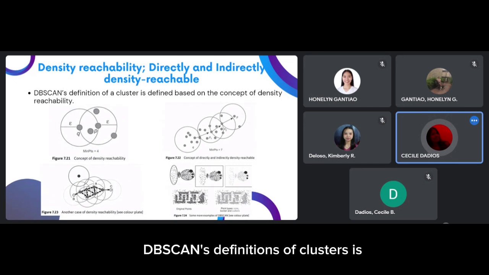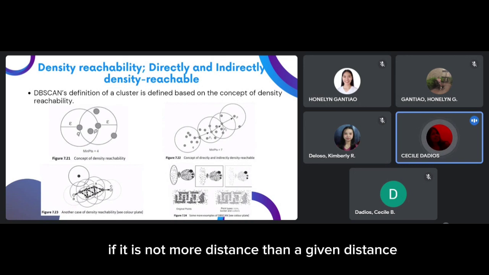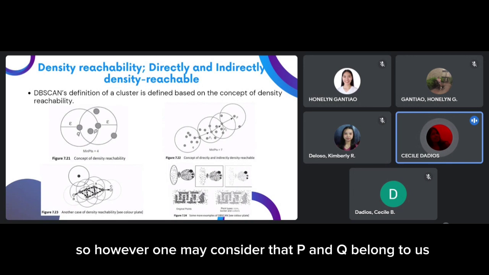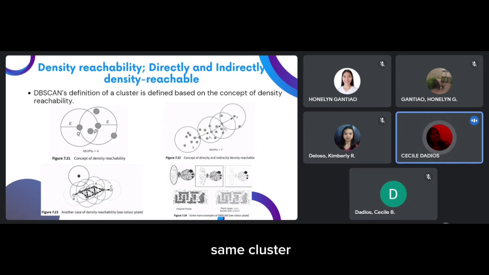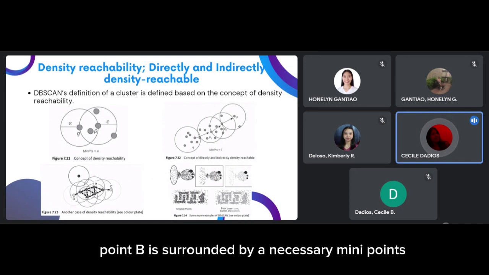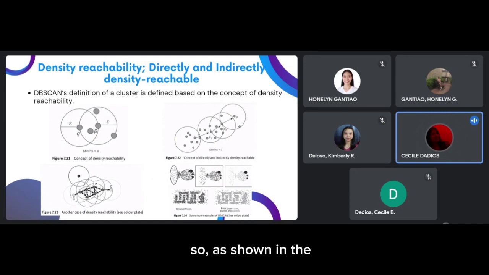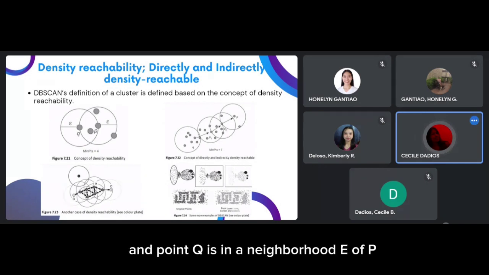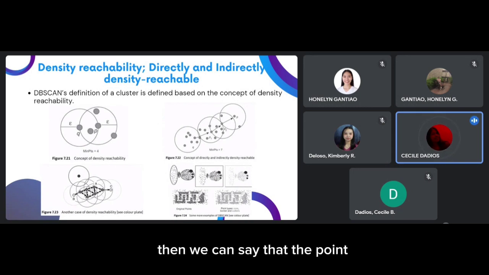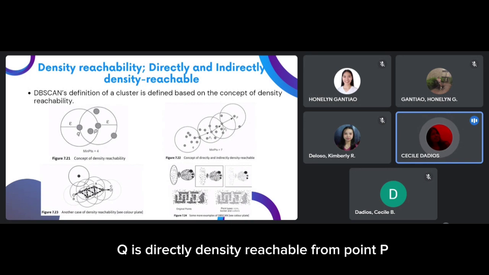DBSCAN's definition of clusters is based on the concept of density reachability. Generally, a point Q is directly density reachable from a point P if it is not farther than a given distance. However, one may consider that P and Q belong to the same cluster only if point P is surrounded by sufficiently many points. So, as shown in figure 7.21, if P is a core point and point Q is in the neighborhood epsilon of P, then we can say that point Q is directly density reachable from point P.